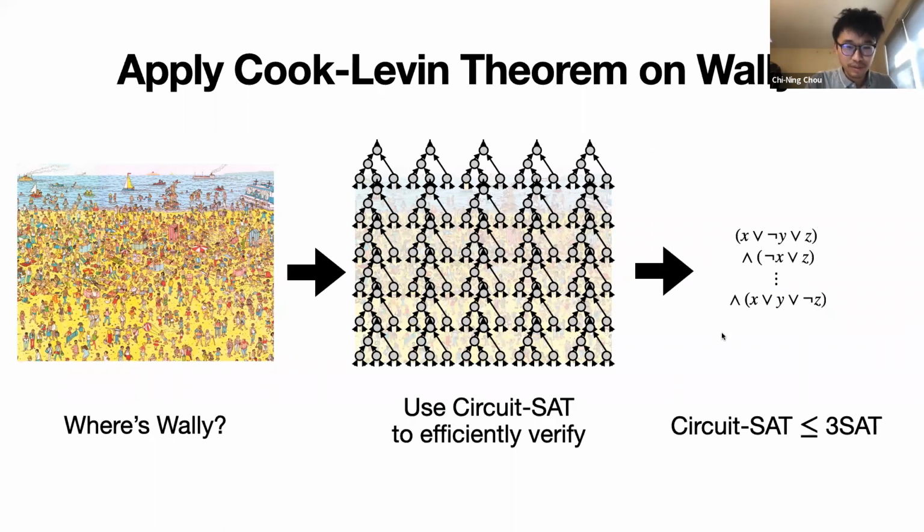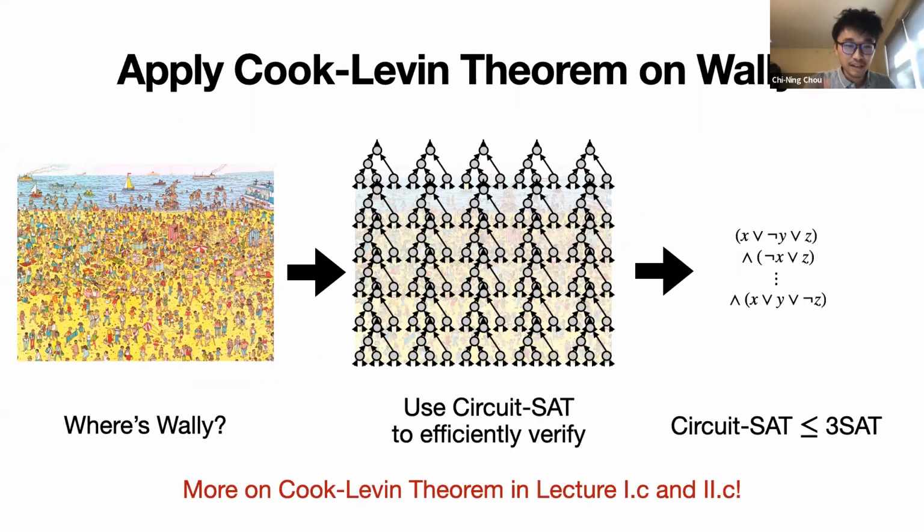So in hindsight, this is the Cook-Levin theorem. But I also hope what you feel is the reduction. In the beginning, we wanted to solve the Where's Wally problem. But the Cook-Levin theorem tells you that if you know how to solve the 3-SAT problem, the Boolean satisfiability problem, then you can solve Where's Wally. And in general, you can solve any problem in NP. So this is a reduction. I know I skipped lots of details here. I'll talk a little bit more in future lectures.